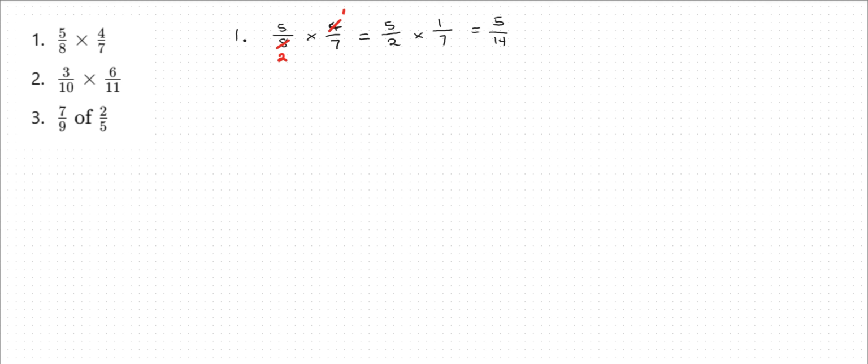So the reason we do this is it just makes life a lot easier. And later on with other studies like algebra, you will continue doing this. But it's worth getting in the habit of doing it now.